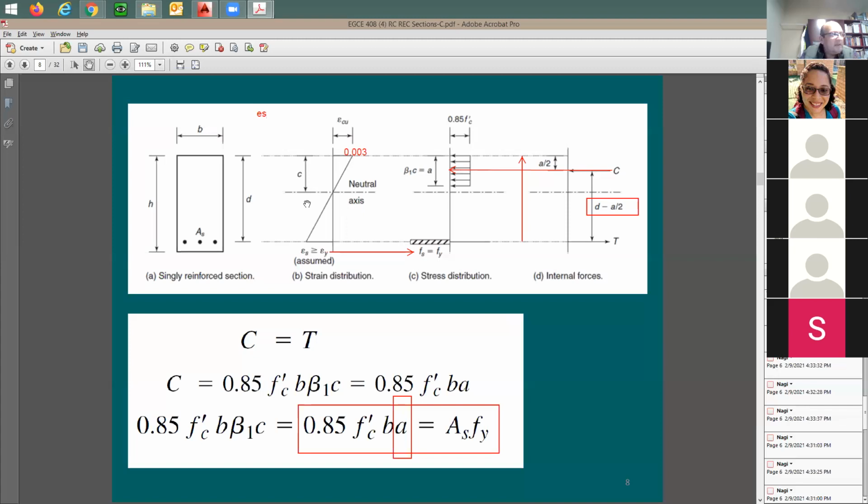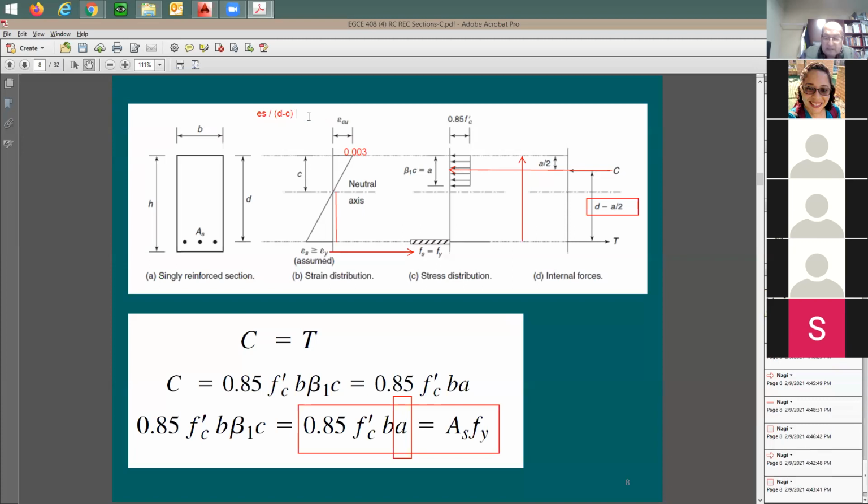Lowercase epsilon means like this epsilon, right? If you take the strain in the steel divided by d minus c, again, what is d minus c? It's gonna be this depth d minus c, which means this height of this triangle from here to here, right? See this height. So when you take the strain in the steel divided by d minus c, this is gonna be the same as the strain in the concrete divided by c. You see, this is equal to 0.003 divided by c lowercase.